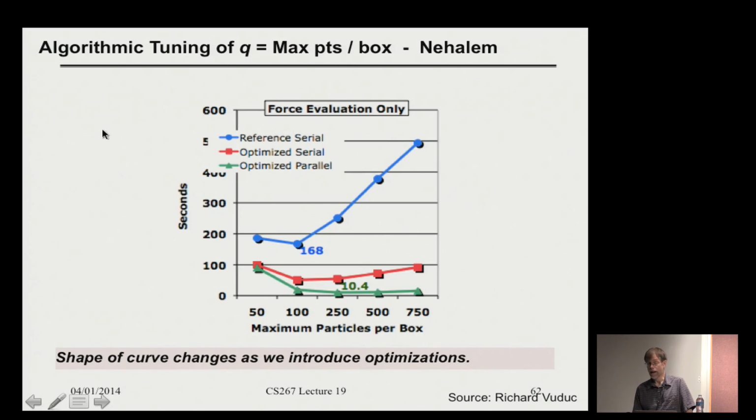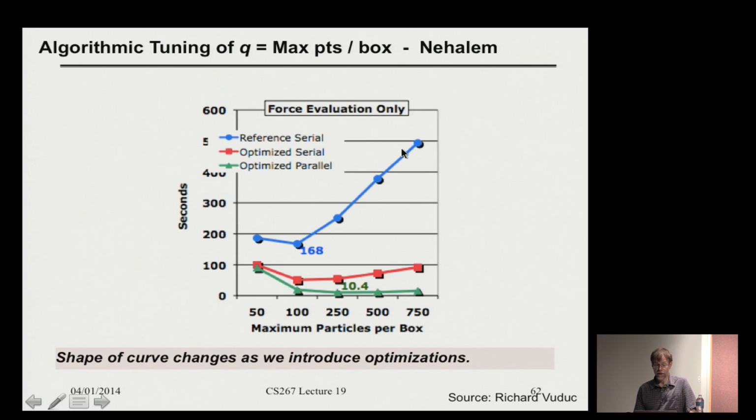So here's what happened when they tuned the parameter q, which is how many particles are in the leaves of the quadtree when you build them. And so what this is showing is, as a function of q, as a function of that tuning parameter, how long did it take? So down is good. And there are 3 different algorithms here.